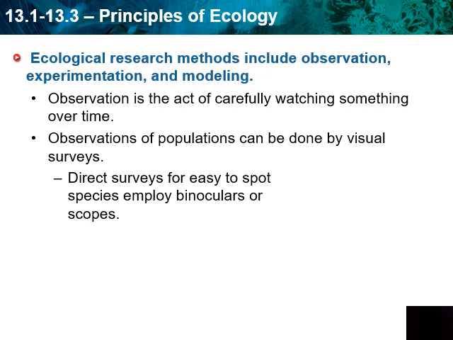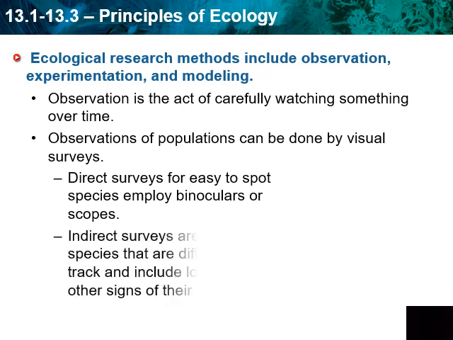Observations of populations can be done by visual surveys. We can do direct surveys for easy to spot species by using binoculars and finding things. And then we can do indirect surveys for things that are hard to find. So we have to look for signs like footprints, their scat, things that they might have eaten, bones. Those would be indirect surveys.